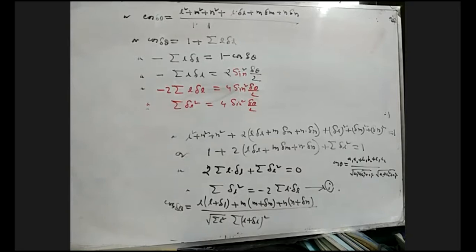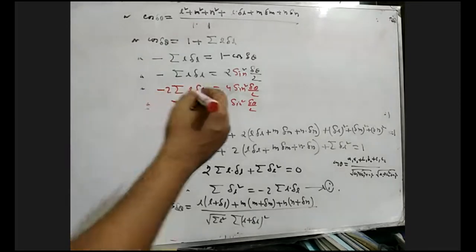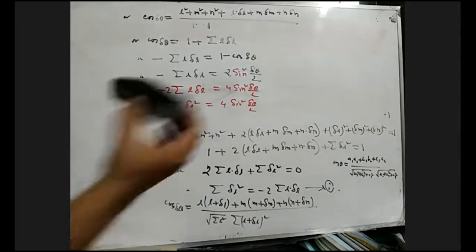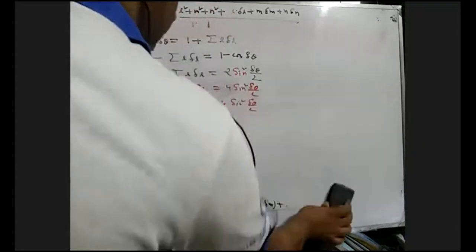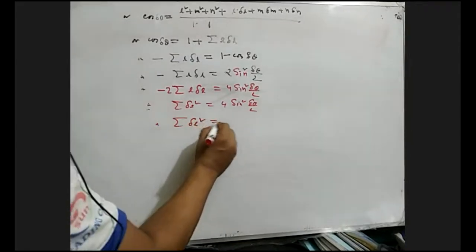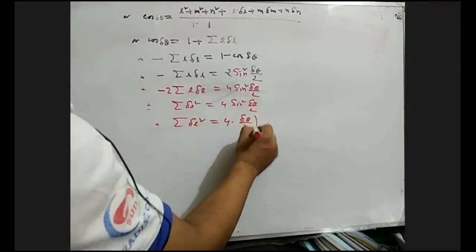Since the angles are very small, so sin del theta can be written as del theta. Okay. So after this line, we can write summation del L square equals 4 into del theta by 2 whole square.